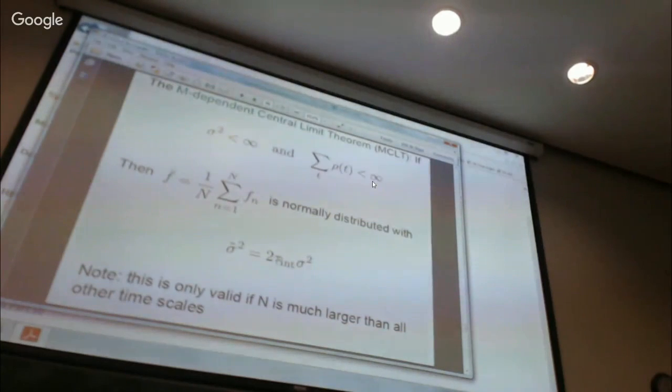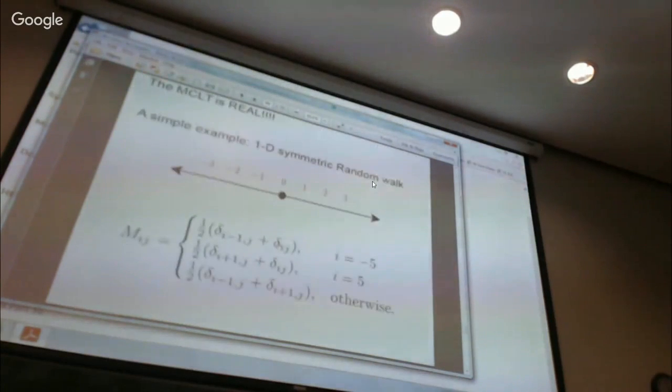I'll do an example which hopefully illustrates all these things in the last few minutes here. Wow. Okay, this will take a few minutes.